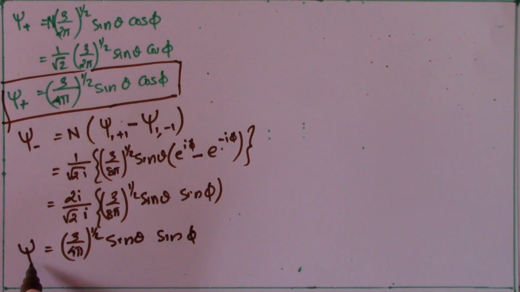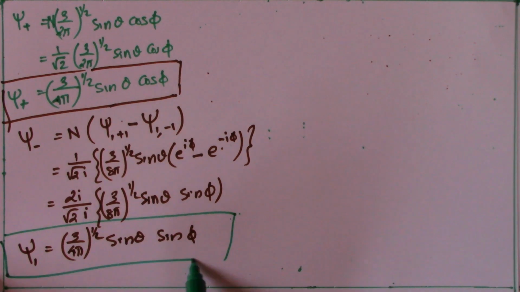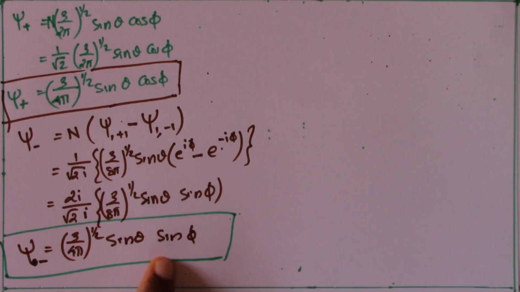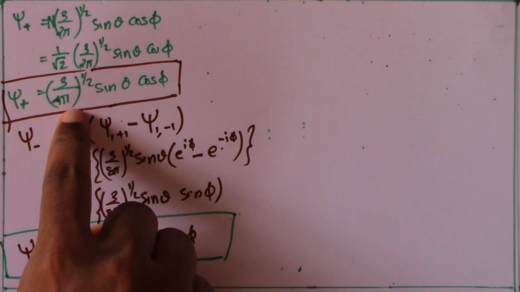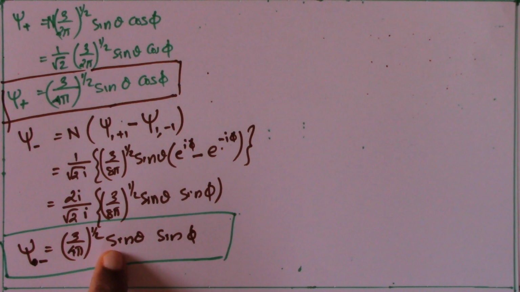This is psi minus. So that is another expression. Psi minus is equal to (3/4π)^(1/2) sin theta sin phi. Psi plus is equal to (3/4π)^(1/2) sin theta cos phi, and this is (3/4π)^(1/2) sin theta sin phi. And I will explain how to interpret these things in the next video.